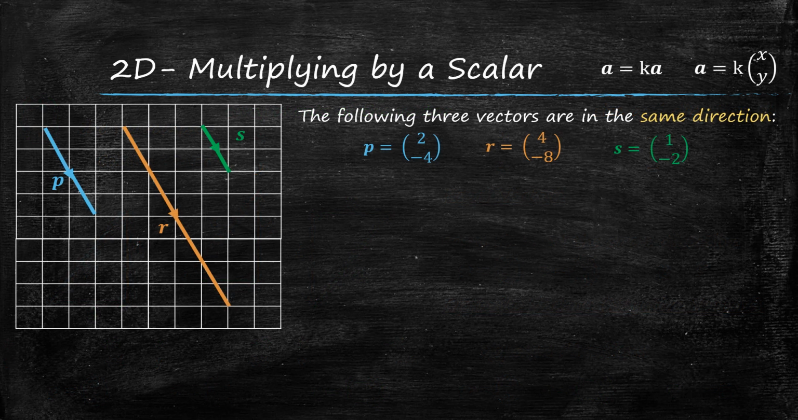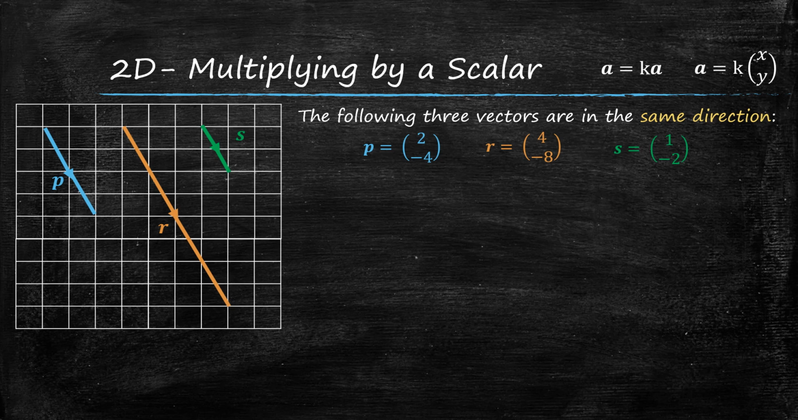Let's take a look at how we multiply a 2D vector by a scalar. Now in the diagram on the left we can see 3 vectors, vector p shown in blue, vector r shown in orange, and vector s shown in green. On the right hand side we can see these vectors in component form. P is (2, -4), which represents a movement 2 units to the right and 4 units down. R is the vector (4, -8), which represents a movement 4 units to the right and 8 units down.